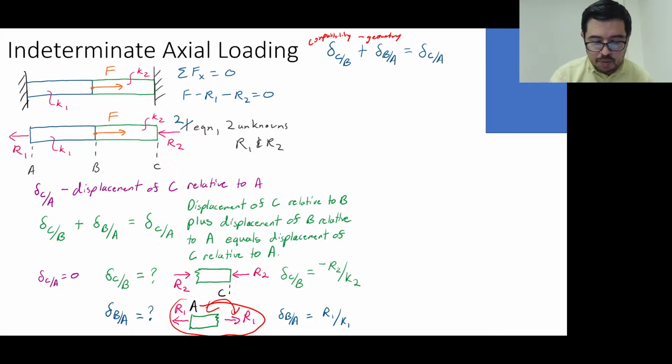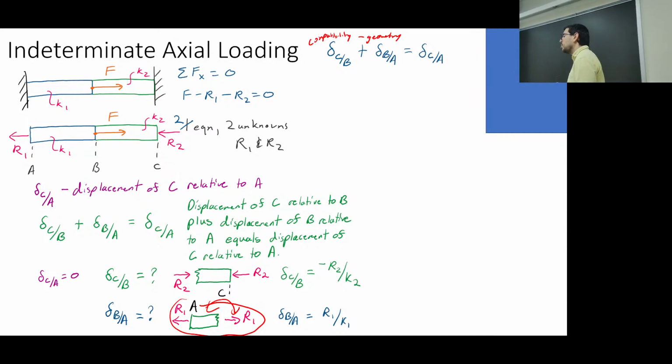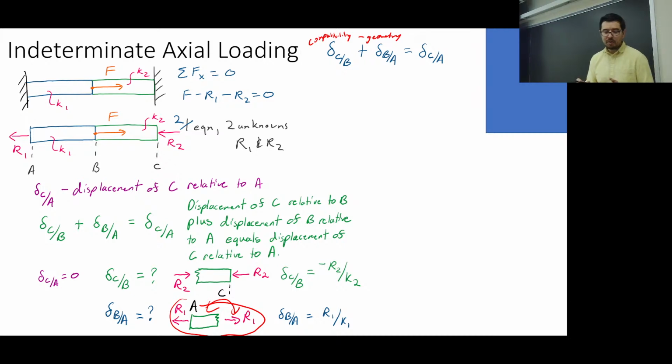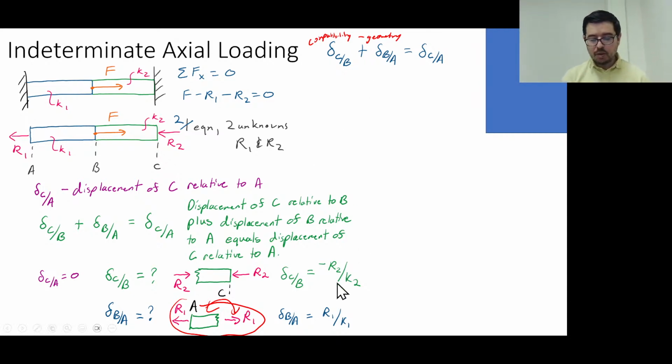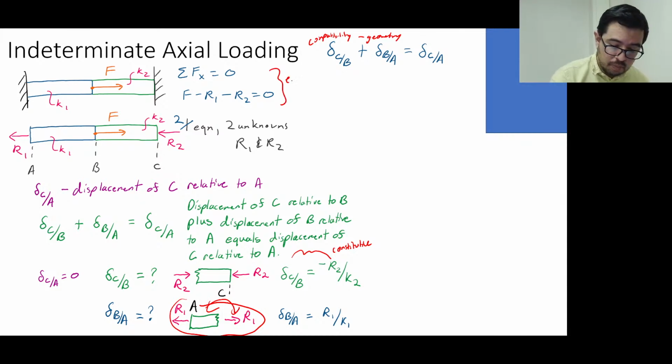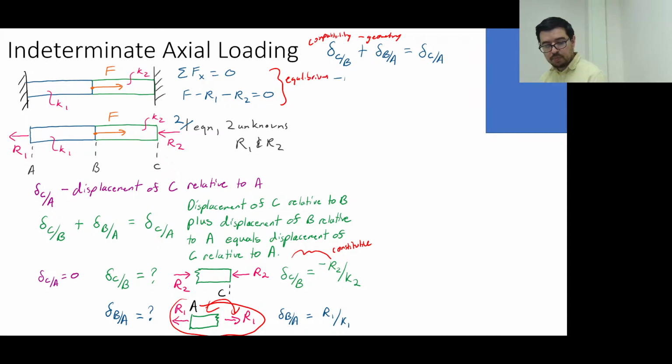I'm using terms loosely. Usually compatibility refers to geometry, not constitutive. Sorry, I misspoke. The constitutive relationships refer to this right here. So these are constitutive relationships. And then we're using equilibrium. So these are the big three.